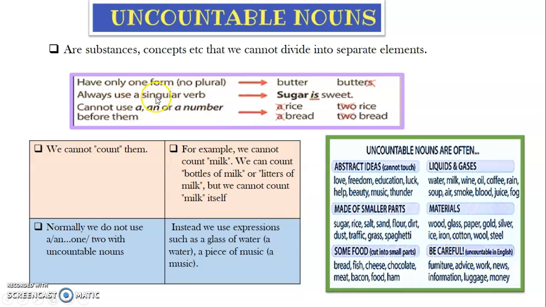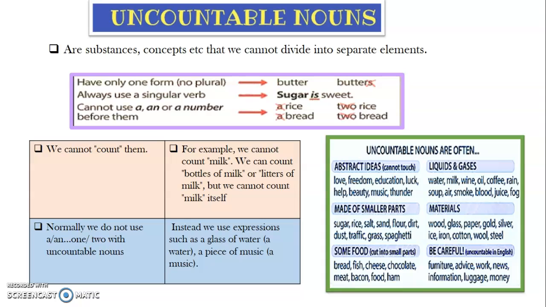And we cannot use a, an, or a number before them because it's impossible to count the rice, or to count the water because it's liquid. I mean, it's basically impossible. We cannot count them. For example, we cannot count milk because it is also a liquid. But we can count, for example, bottles of milk or liters of milk. But the milk itself is impossible to be counted.